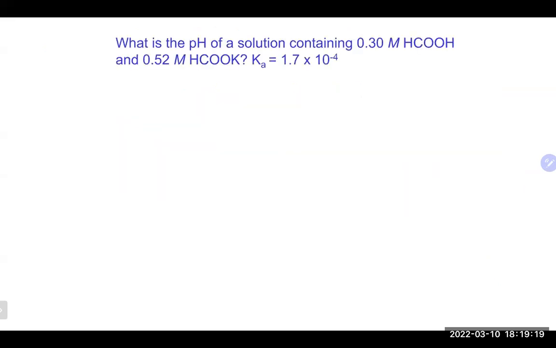All right, so let's try one here. What is the pH of a solution that contains 0.3 molar formic acid and 0.52 molar potassium formate? The Ka value for formic acid is 1.7 times 10 to the minus 4.